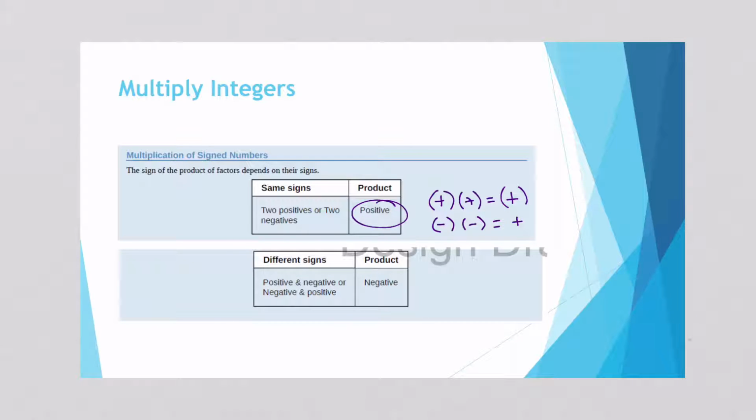When they have different signs, so if you have a positive times a negative, that's a negative. If you have a negative times a positive, you also get a negative number.